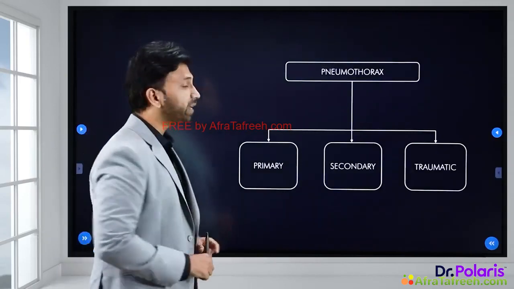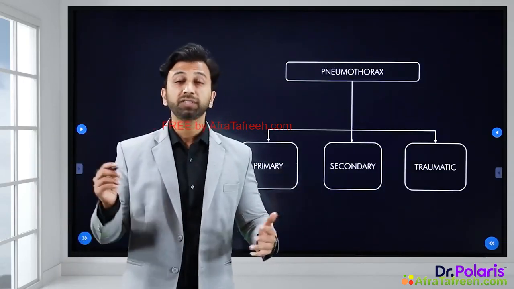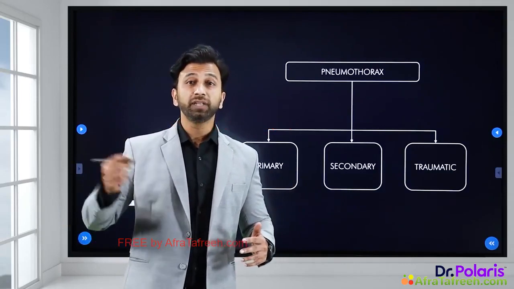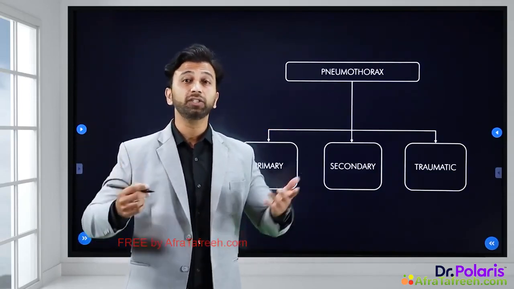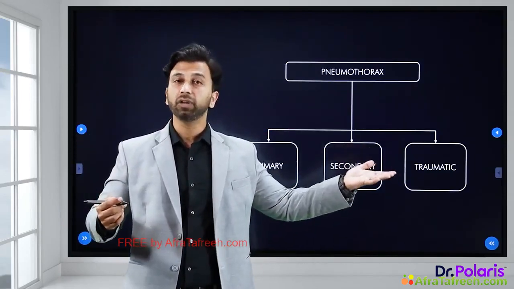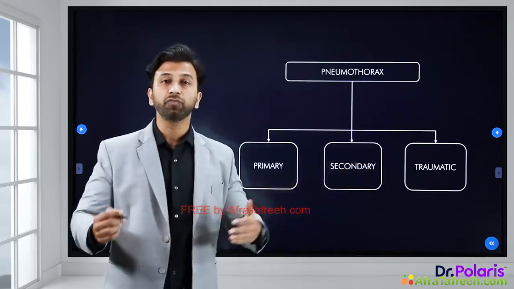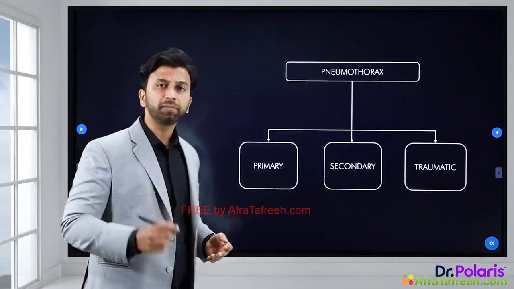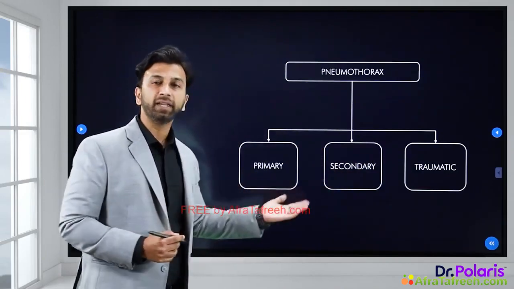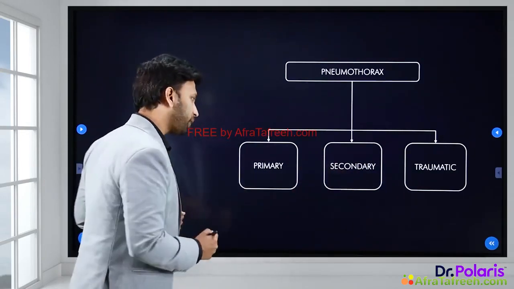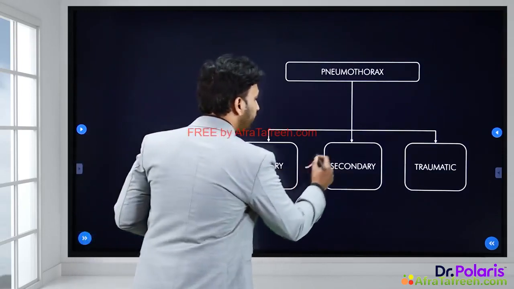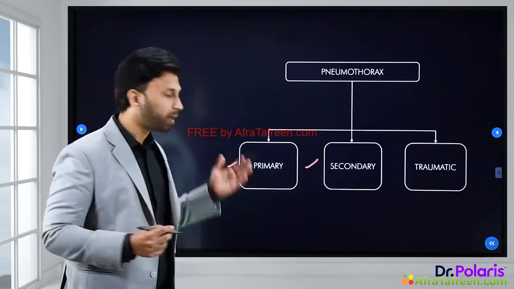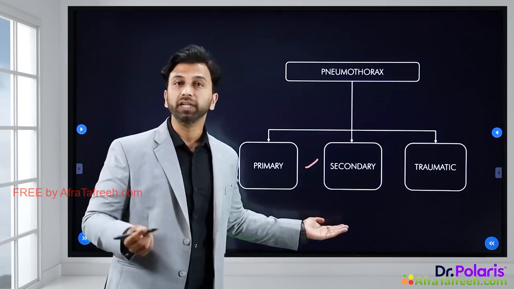Now, moving ahead to the next kind of collection in the pleura. Now, we studied collection of pleural effusion, that is increased production of fluid, or a collection of chyle in the fluid leading to a chylothorax. Now we are going to study a collection of air in the pleural cavity, which is called pneumothorax. Now, pneumothorax can be classified as either primary, secondary, or traumatic. Primary or secondary can also be termed as primary spontaneous or secondary spontaneous.